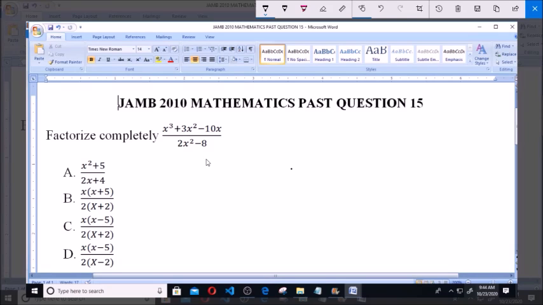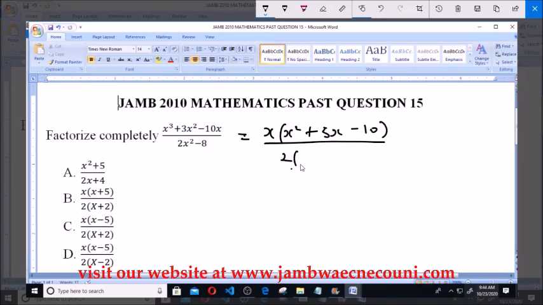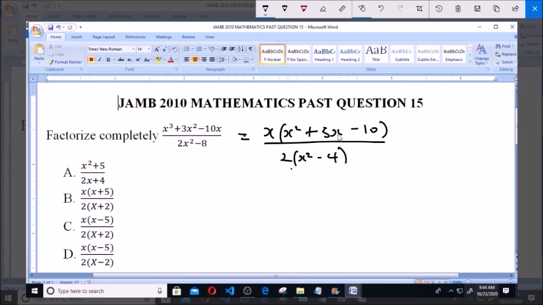Now we are asked to factorize what? Completely this. Now this can be written as x into x squared plus 3x minus 10 all over 2 into x squared minus 4. Now opening this bracket will give us exactly this. That's x multiplied by x squared will give us x cubed, x multiplied by 3x will give us 3x squared, and x multiplied by 10 will give us 10x. Likewise this 2 multiplied by x squared will give us 2x squared, and 2 multiplied by minus 4 will give us minus 8.